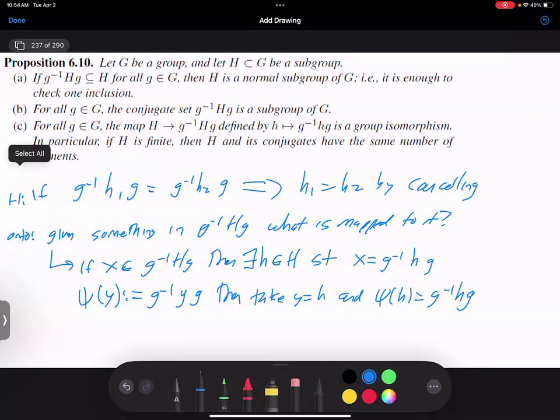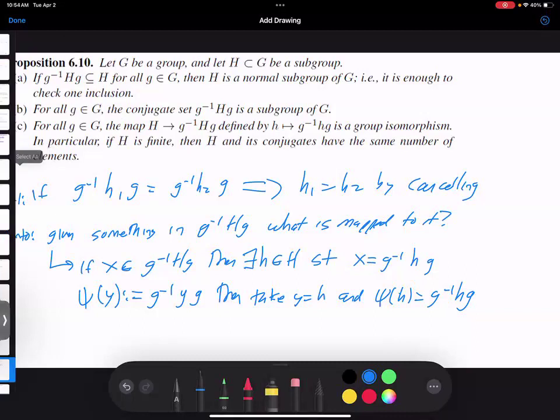Surjectivity is not that hard. If you want to give me some element in G inverse capital HG, I've got to be able to write it of the form G inverse little hg. And then just that little h, that's what you map. That's what you send to. Okay.